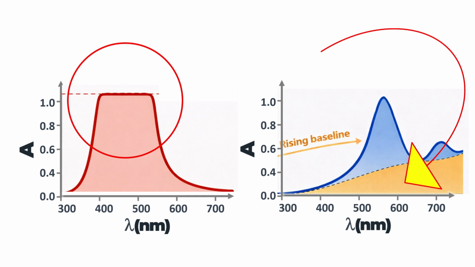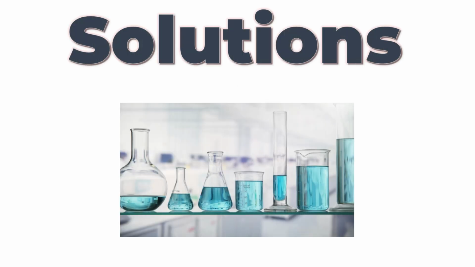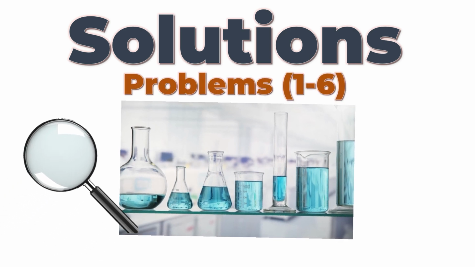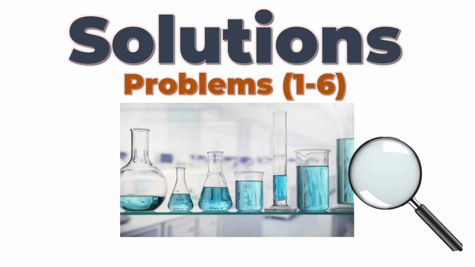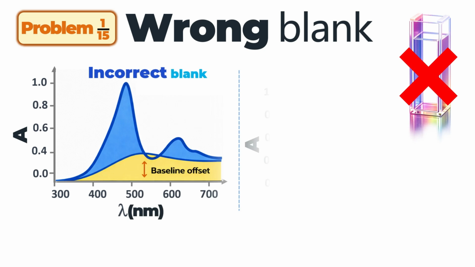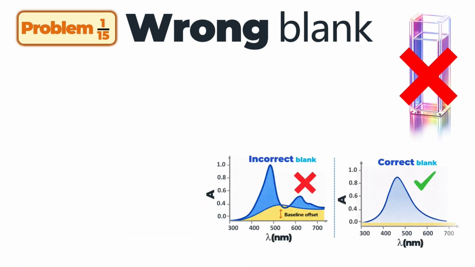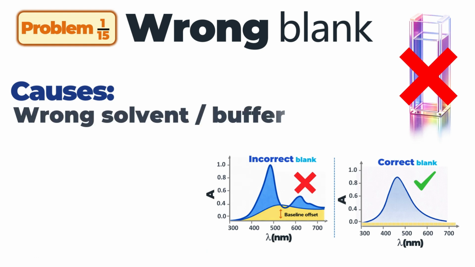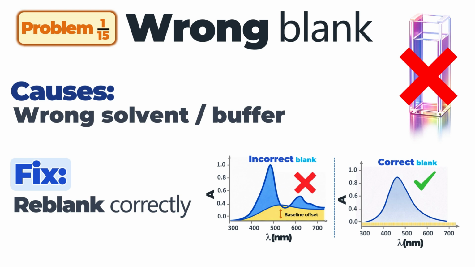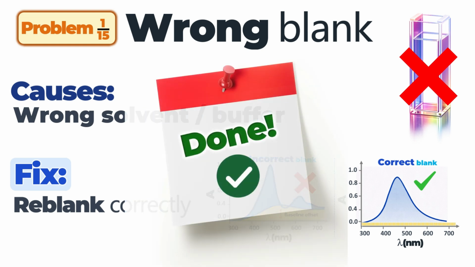Alright, solutions first. Problems 1 to 6 are the common cuvette issues, and the fixes are quick. Problem 1. Wrong blank. If your blank does not match, you can get fake bumps, UV distortion, and sometimes even negative absorbance. How to fix it? Reblank with the exact same solvent or buffer, same cuvette, same condition, then rerun.